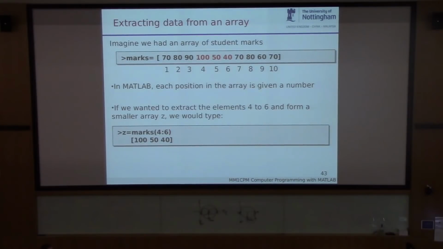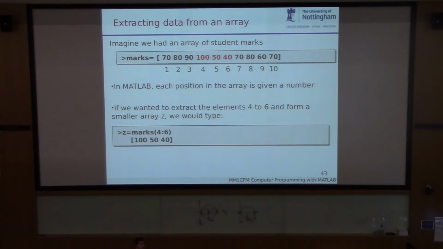The position of the last element we want to extract, in which case it's 6. And then we hit return. MATLAB's going to pop out the data between 4 and 6, which is 4 and 6, and print this out here. So this is basically how you pull data out of an array.